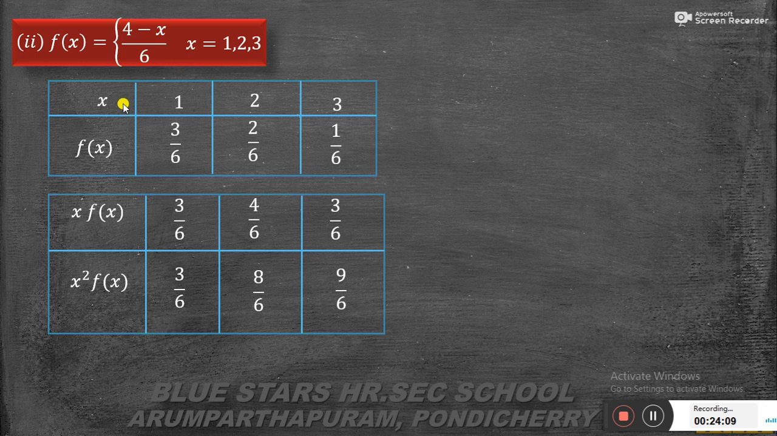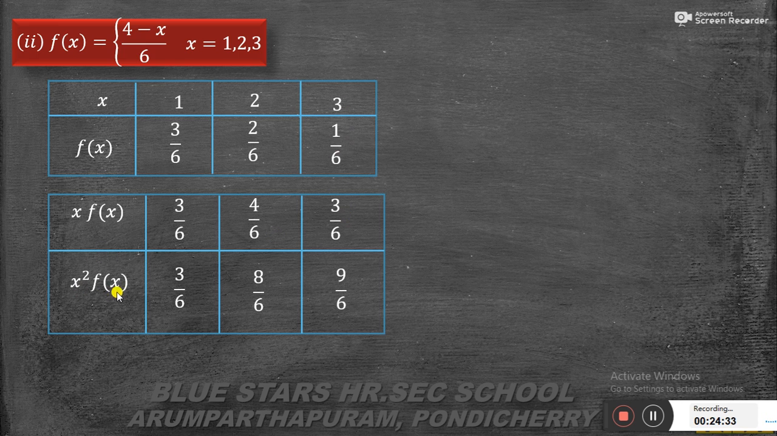So first I write all the x values 1, 2, 3 and f of x, the probability mass function. I substitute x equal to 1. So 4 minus 1 means 3 by 6. X equal to 2. 4 minus 2 means 2 by 6. X equal to 3. 4 minus 3 means 1 by 6. Therefore next x f of x. x f of x means 1 into 3 by 6, 3 by 6, 2 into 2 by 6, 4 by 6, 3 into 1 by 6, 3 by 6.